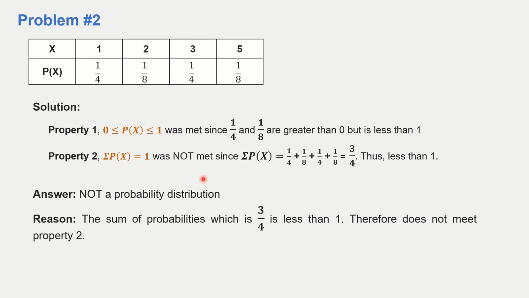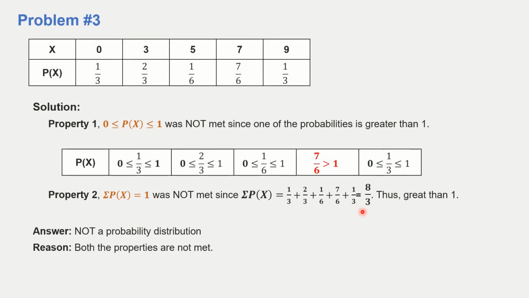But for property number 2, if we get the sum of these probabilities, 1/4 plus 1/8 plus 1/4 plus 1/8, it is less than 1. It should be equal to 1 to meet property number 2. Therefore, our distribution for problem number 2 is not a discrete probability distribution, because the sum of the probabilities, which is 3/4, is less than 1, so it does not meet property number 2.